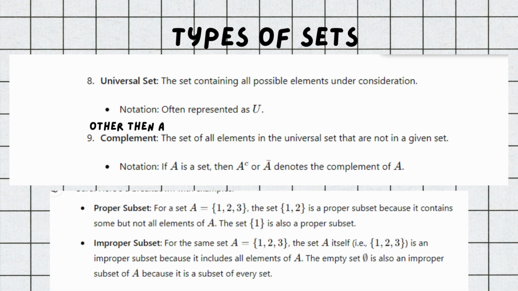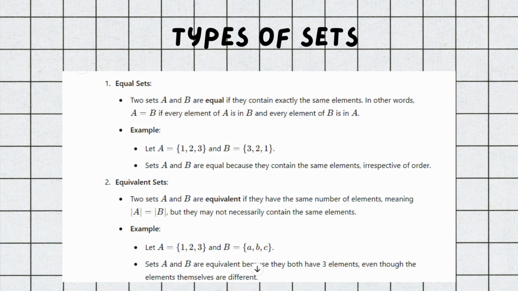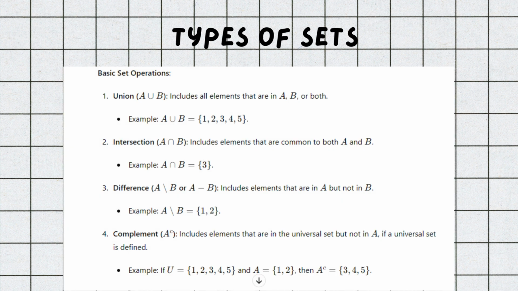There is a universal set, the complement, the proper subset, and improper subset. There's a disjoint set, union of sets, and intersection of sets. There are equal sets, equivalent sets. There are union, intersection, difference, complement.